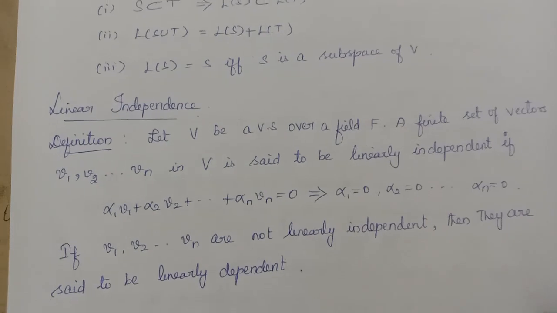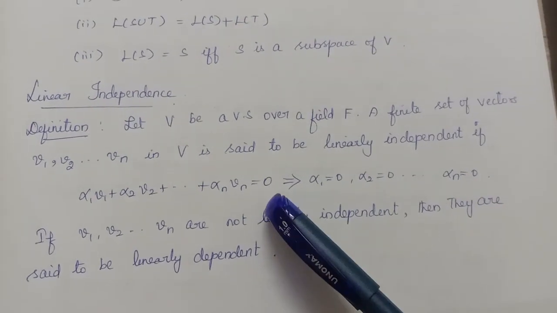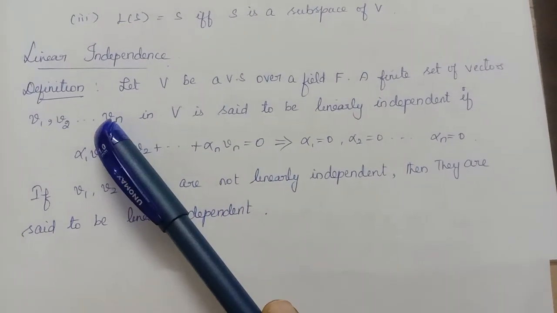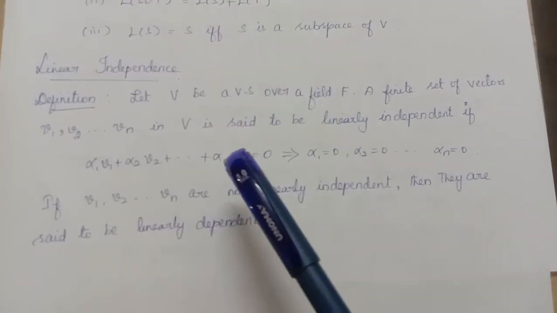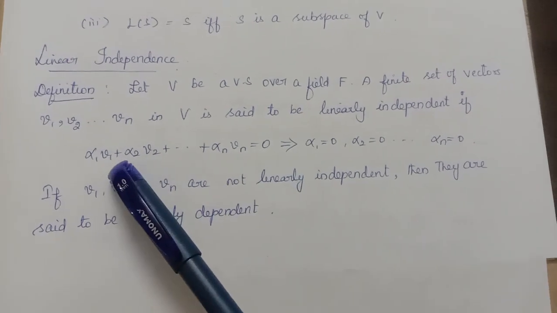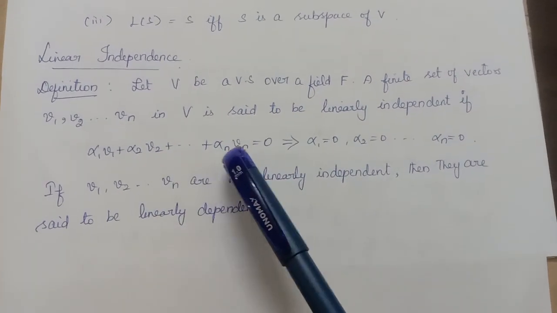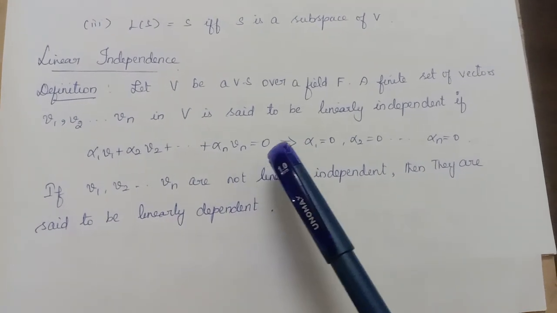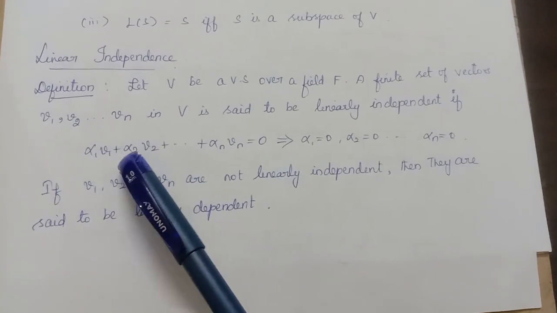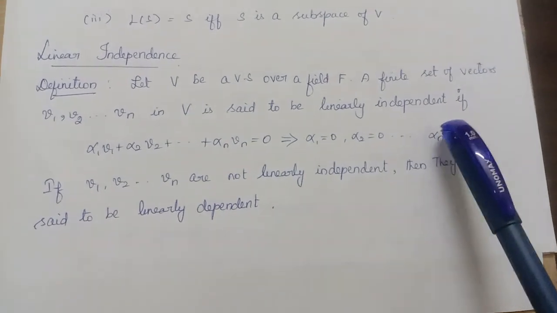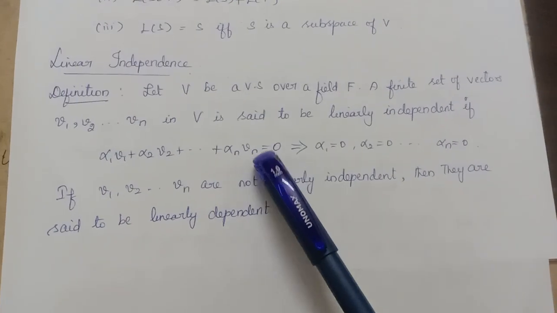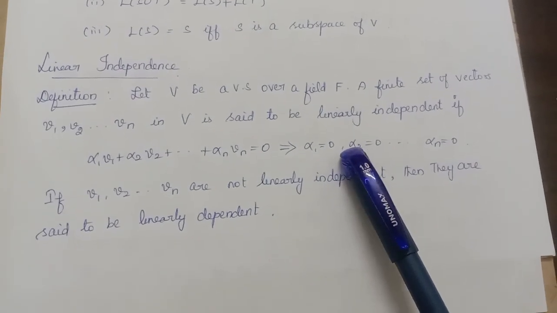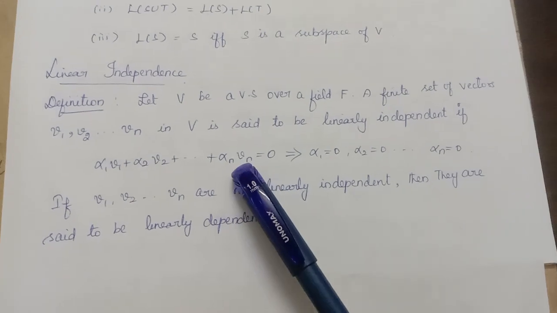Then the next one is linear independence. A linearly independent set of vectors means, suppose we take n vectors from a vector space and take their linear combination equal to 0. That is, alpha 1 v1 plus alpha 2 v2 plus etc. alpha n vn equal to 0. If the linear combination of the vectors equal to 0 implies all the scalars alpha 1, alpha 2, etc. are equal to 0, then the set of vectors is said to be linearly independent. If any one of them is non-zero, then the vectors are said to be dependent.